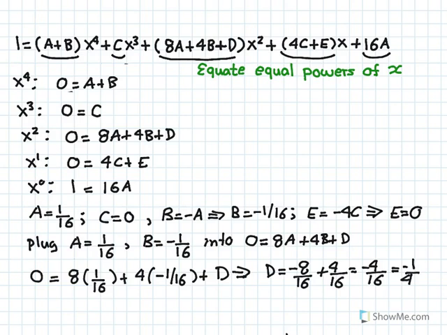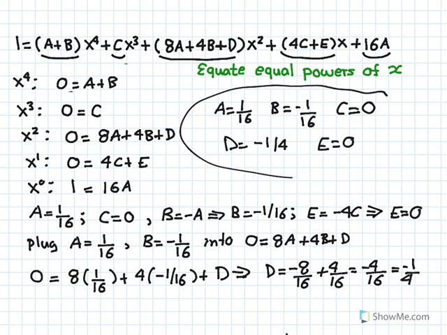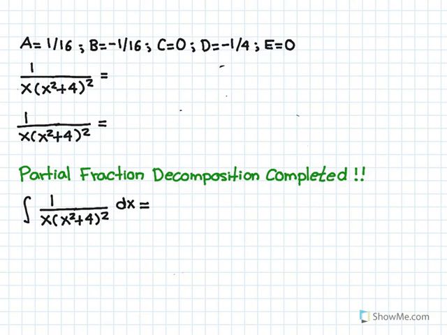So we have now solved for a, b, c, d, and e. Let's write all of those down. We solve for a is equal to 1 over 16. b is equal to negative 1 over 16. c is equal to 0. And d is negative 1/4. And e is 0. So now we have all the coefficients. The partial fraction decomposition has been completed. So what we have is a equals 1 over 16, b is negative 1 over 16, c is 0, d is negative 1/4, and e is equal to 0.